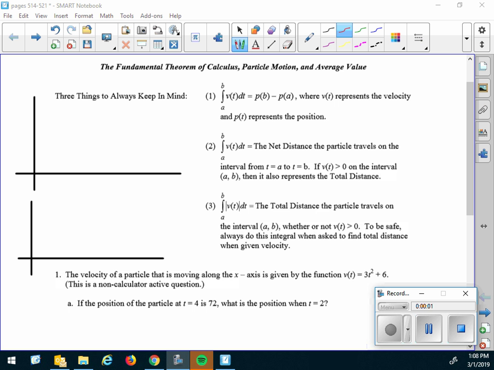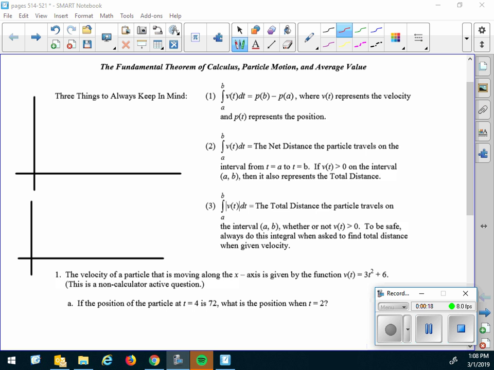The fundamental theorem of calculus, which you have learned, particle motion, and average value. So we're just going to take the fundamental theorem of calculus, blend it into some particle motion, and see what we can do. Three things to keep in mind.